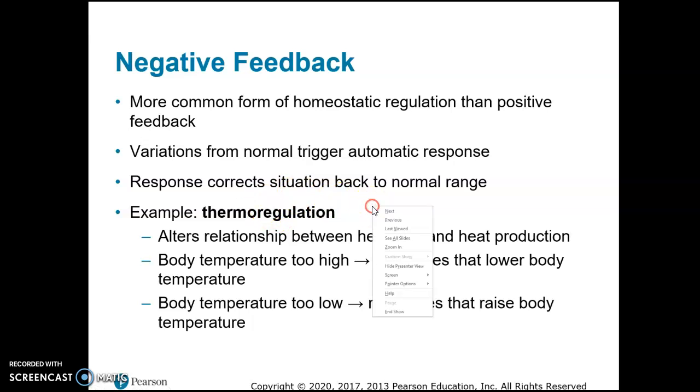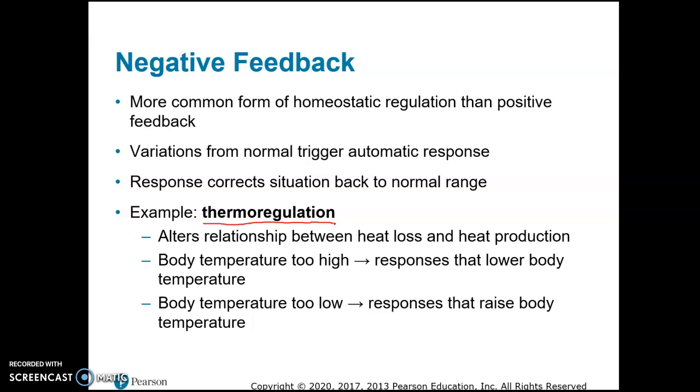I'm not going to go over every single thing because we just did. So we will talk about how the body regulates body temperature. Thermoregulation is an example of where the body uses negative feedback to regulate body temperature.